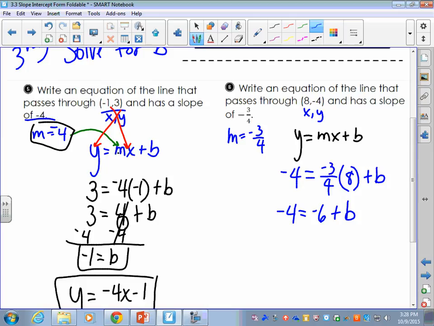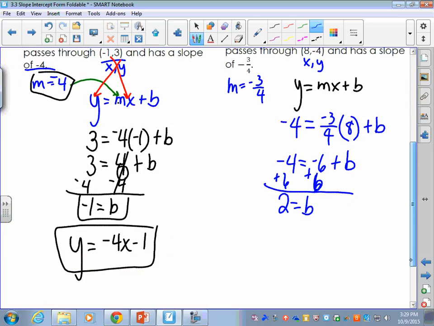Because negative 3/4 times 8 basically is to say negative 3 times 8 is negative 24, divided by 4, negative 6. All right, now we got to solve for b. What is b? Yeah, plus 6. So b is going to equal 2. All right, now we're rocking. So let's get it in the equation. y is going to equal, yep, negative 3/4 x plus 2. Good job.